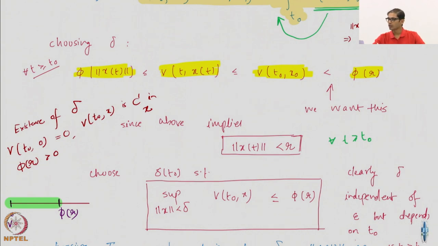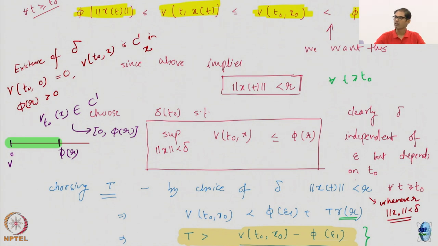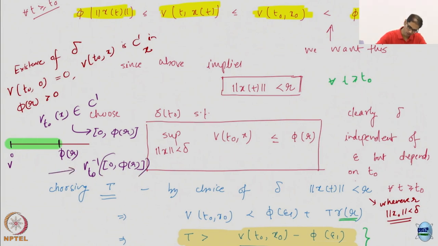You can use many other arguments also, by the way. It's not impossible. Again, for those of you who have seen and are interested in analysis type arguments, I will tell you that if you look at the function V(T0, x), which is a C1 function, and you want the image to be here, then if you take the inverse of this set under this function, this is also a closed set.